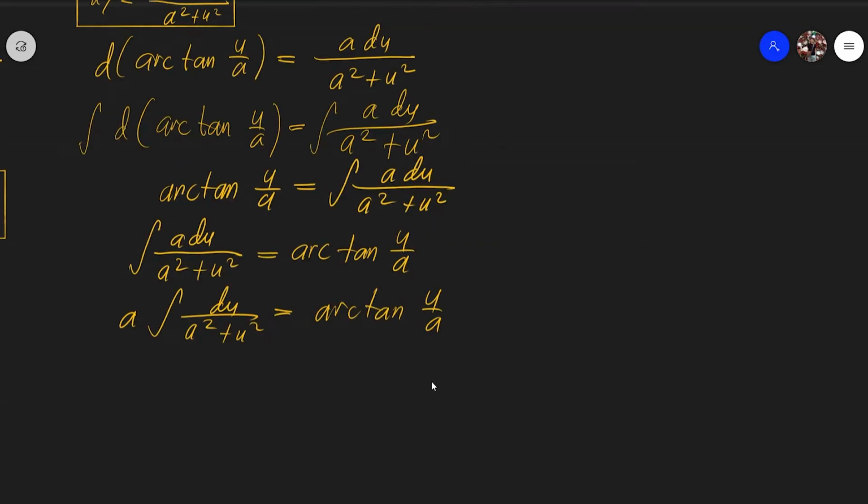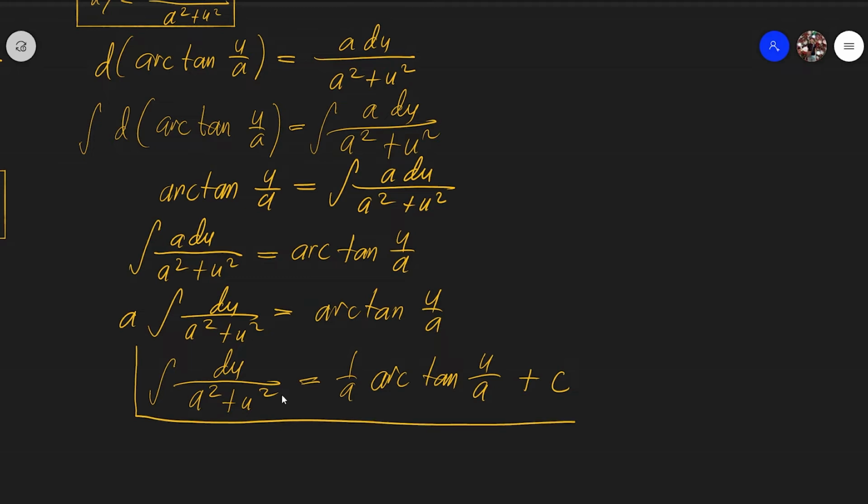Now, after that, you can divide both sides of the equation by a, to get rid of this constant. So if you divide both sides of the function by a, you'll have the integral of du over a squared plus u squared equal to 1 over a arctangent u over a. So this is now your formula for the integral of du over a squared plus u squared. But of course, you should not forget the arbitrary constant c. Now, this is your formula.